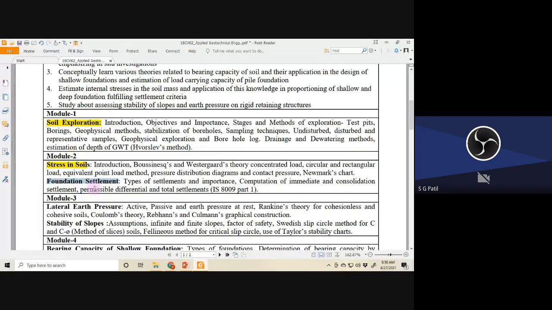Again, in settlement there are 2 parts. One is the instantaneous, or immediate settlement, and another is the consolidation settlement. Before constructing, you should know how much settlement the soil may undergo, so that you can accommodate that settlement in the superstructure. Those calculations we will do in foundation settlements.